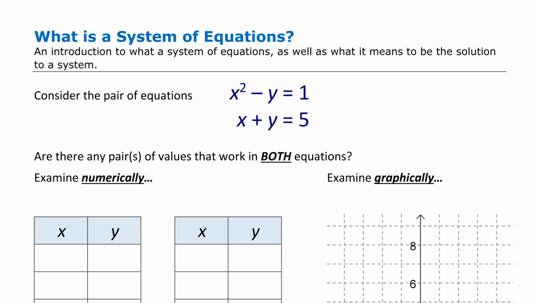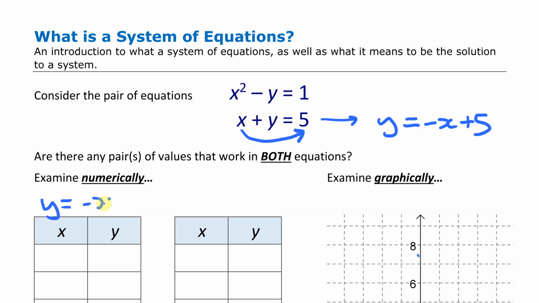If I'm isolating y there, the simplest thing to do is to move that x to that side. And what you end up with then is y all by itself on the left, and you have minus x plus 5. So that's the one I'm going to put on the table on this side here, negative x plus 5.